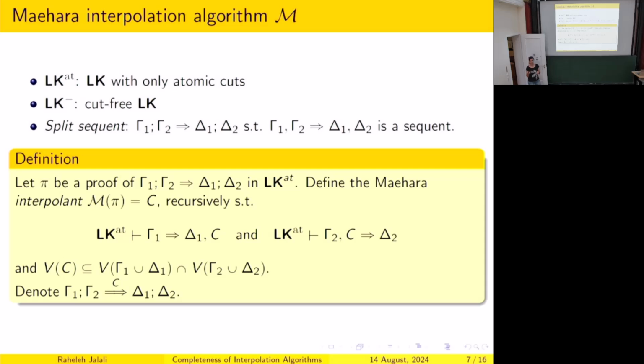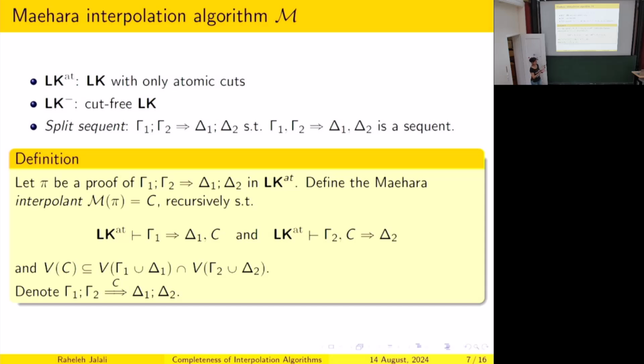And then I want to define the Maehara interpolation algorithm, which is one of the most used, and this is the standard interpolation algorithm. I denote it by M. So this algorithm applied on a proof pi will output a formula C, such that these two conditions hold: that gamma 1 double arrow delta 1, C is valid in LK-at, and gamma 2, C double arrow delta 2 is valid, and the variable condition. So the variables of C are in the intersection of the variables of gamma 1, delta 1 and gamma 2, delta 2.